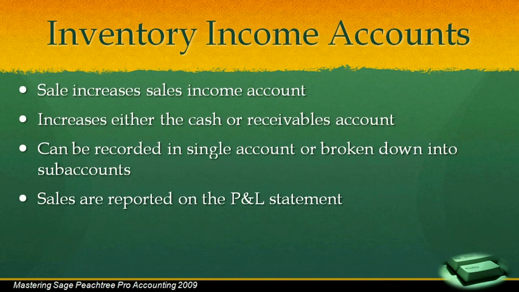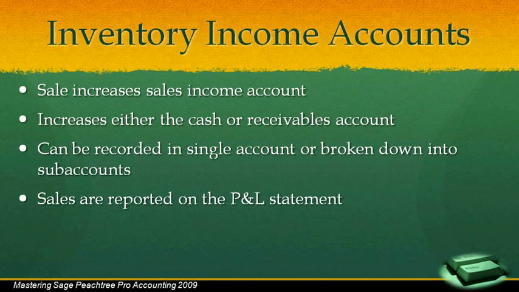When we talk about the income accounts then, remember that sales are going to increase the sales income account. It's going to either increase the cash or receivables. So if I sell a product for $100 and somebody gives me a $100 bill at that time, then that's going to increase the cash account by $100. If they take the product and I'm going to send them an invoice to be paid in net 30, then that $100 goes into the receivables account because I haven't been paid for it yet.